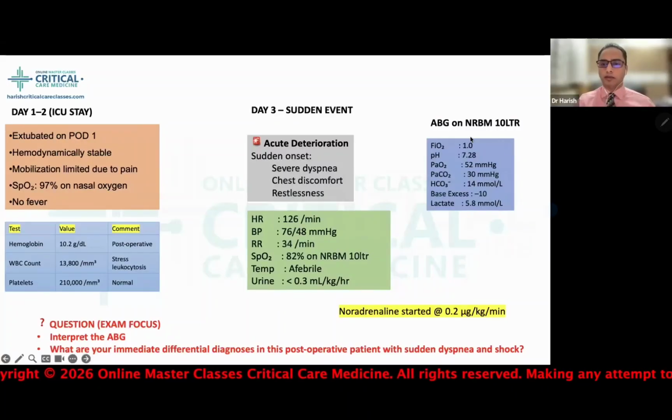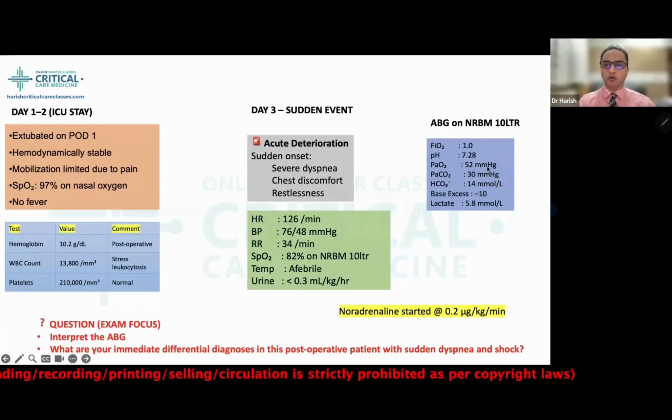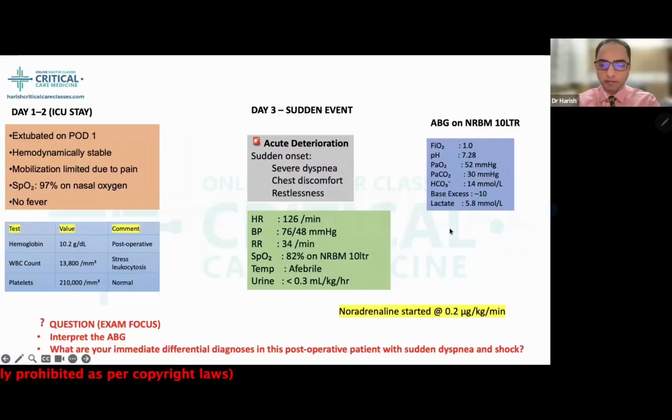We did an ABG, with 10 liters of oxygen. FiO2 is nearing 100%, maybe not 100%; with more than 10 liters we can consider at least 70-80% FiO2. pH of 7.28, PaO2 of 52, PCO2 of 30, bicarb of 14, base excess of -10, lactate of 5.8. He was started on norepinephrine at 0.2 mcg per kg per minute.